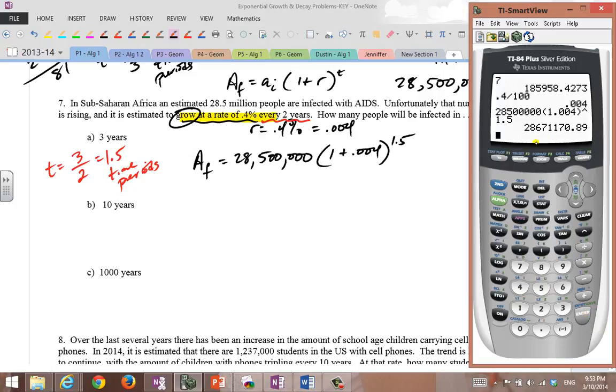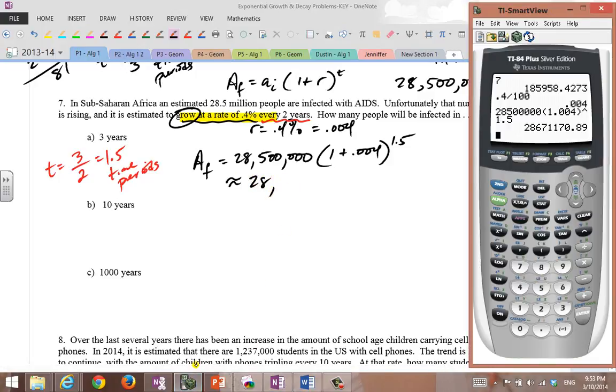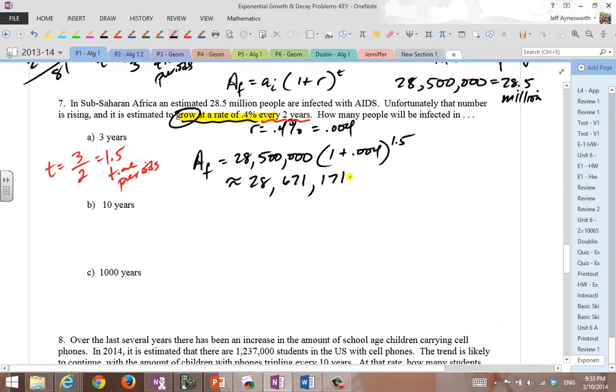So now there's 28,671,171 people infected. All right, this is obviously bad, because, you know, it spreads so fast.